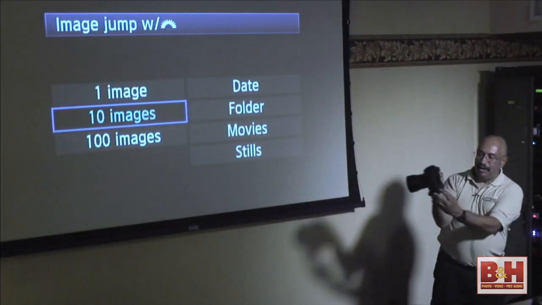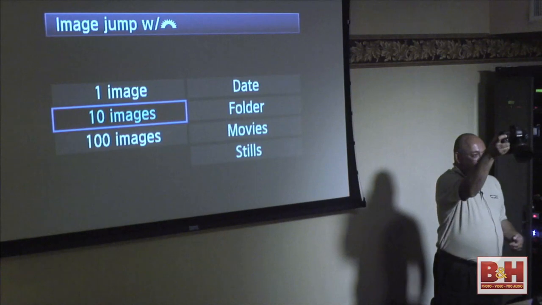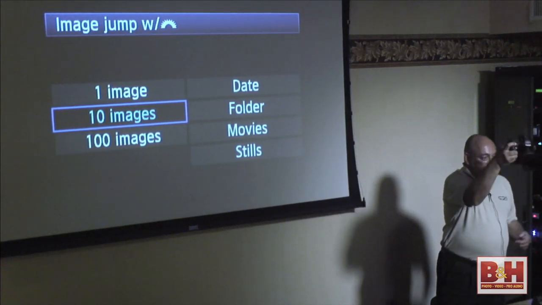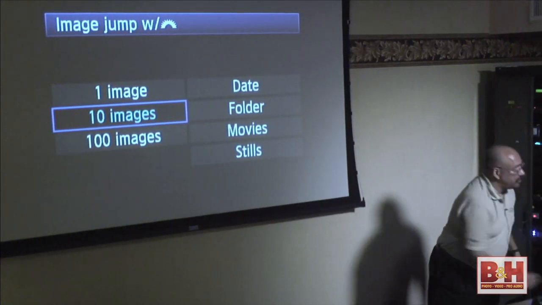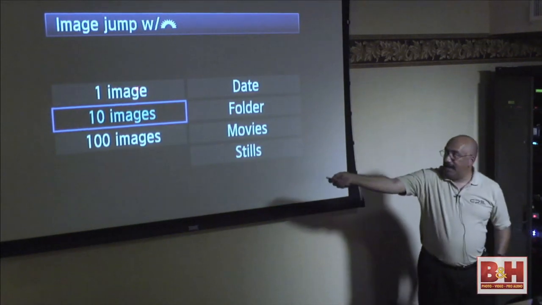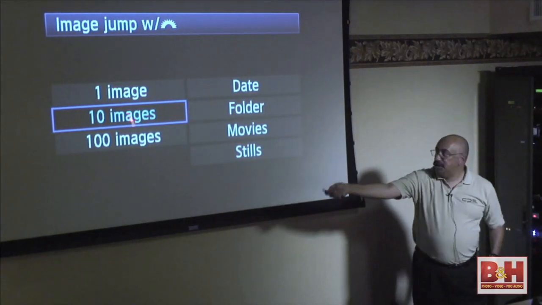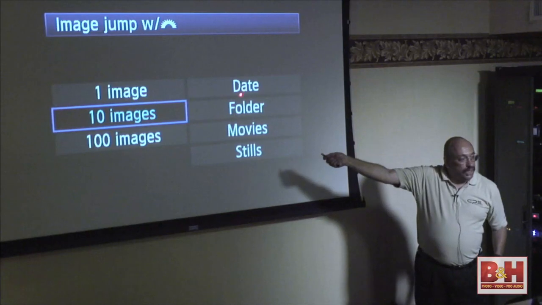If you play them back, you hit the playback button, and then turn the top main dial, it dictates how you are going to scroll through your images. You can scroll through them one image at a time, jump 10 images, jump 100 images. You can jump by date.